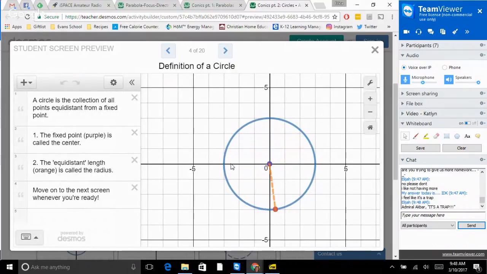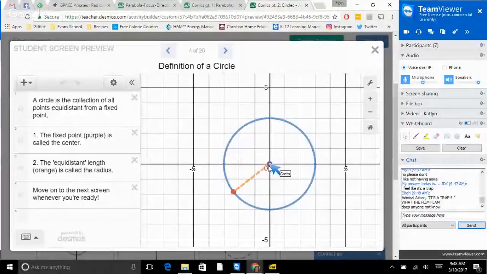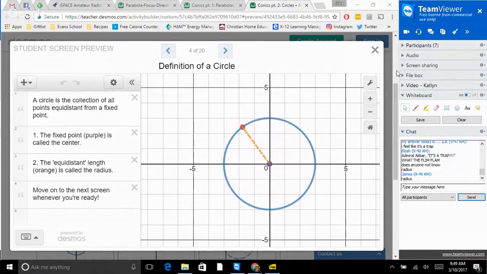So this is 9-3. Look at Desmos, you get moving parts. You don't get this when I'm drawing on the board, right? So what is a circle? A circle is a collection of points equidistant from a fixed point, right? So what is the center of the circle? Does anyone know where the center of the circle is? There you go, Greta. Boom. The center of the circle is 0, 0. What is this crazy looking rotating orange dotted line? What does that represent?